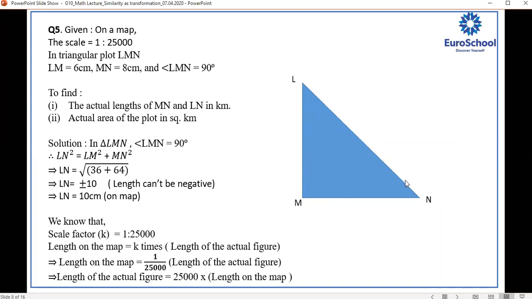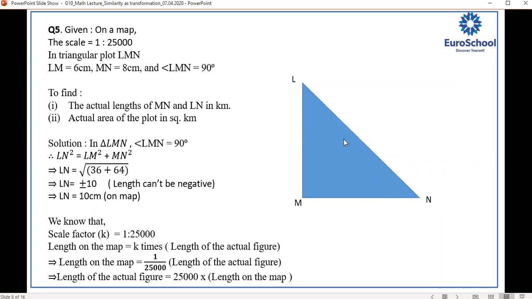So can we find the value of LN? By Pythagoras theorem, we can easily find the value of LN. So I have done it here. Why have I done this first? Because we have to find the area, and we have to convert these into kilometers, so before that, we need to know the value of all the sides. Now in this triangle LMN, by Pythagoras theorem, LN square is equal to LM square plus MN square, right?